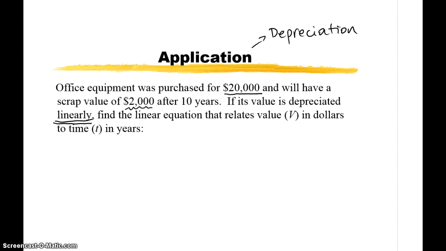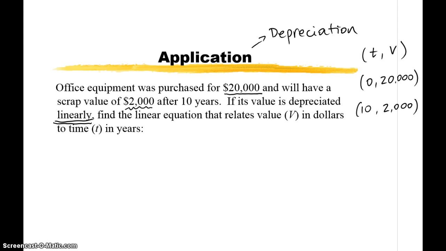So to calculate the slope, notice that we could come up with two points, two ordered pairs, based on the given information. The first one is (0, 20,000). The second one will be (10, 2,000). These are points of the type (t, v). In other words, the time t is presented first in the ordered pair, and then the value of the equipment comes second. When time is 0, in other words, when you purchase the equipment and it's brand new, it's worth 20,000. 10 years later, it's worth 2,000.